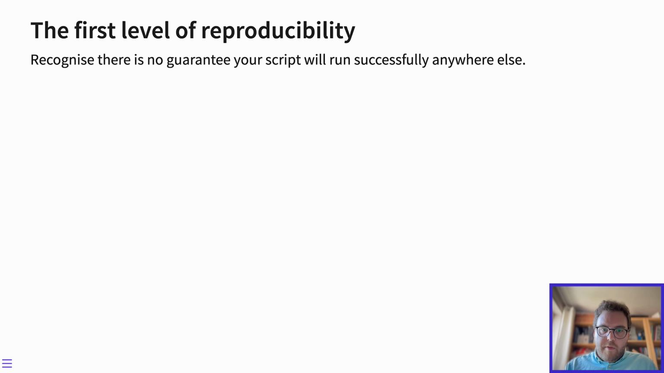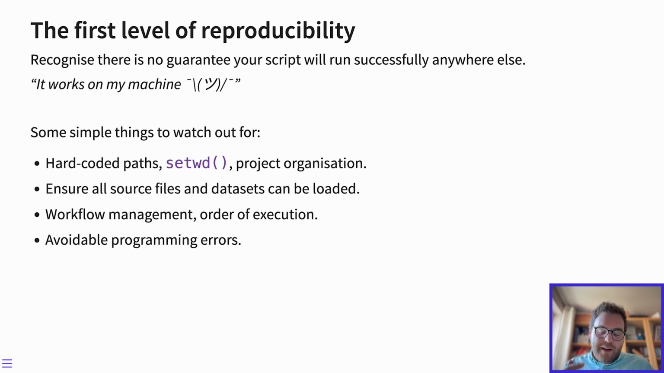So the first step, if you really want to make sure that your code is reproducible, is to realize that there's no guarantee that any script that you run will run successfully anywhere else. What you're trying to avoid is the all too common "it works on my machine." That's the first hump that you have to get over: that mindset. You'll find that the things you have to do to get started here aren't too difficult. It's stuff that we probably all, as R or Python programmers, should be doing anyway.